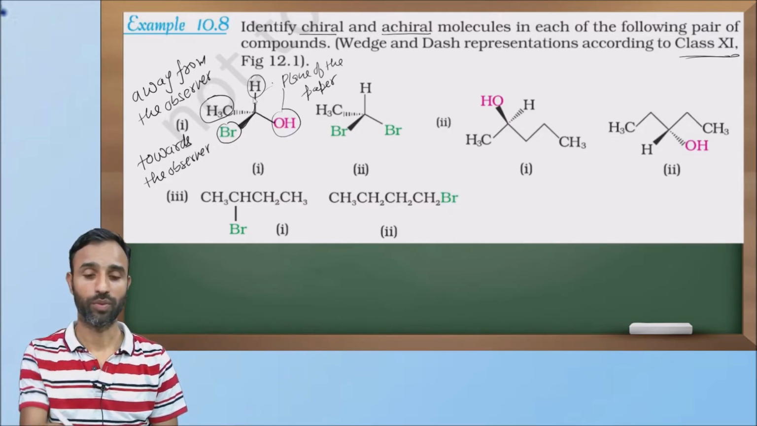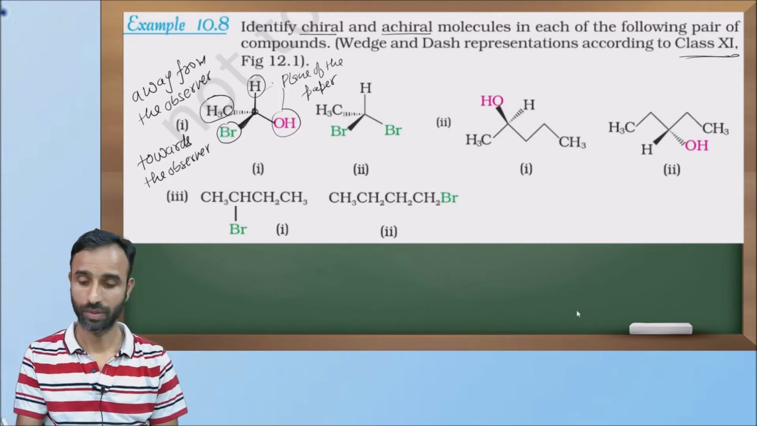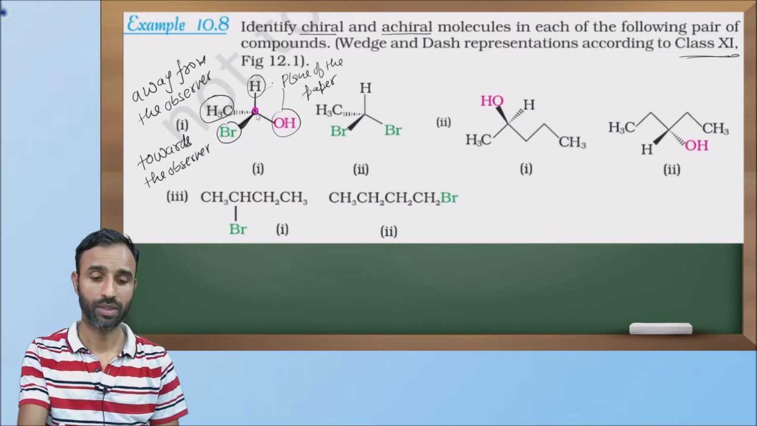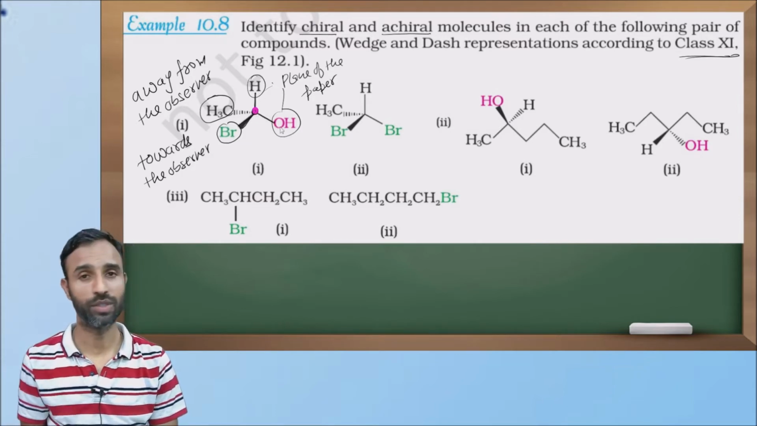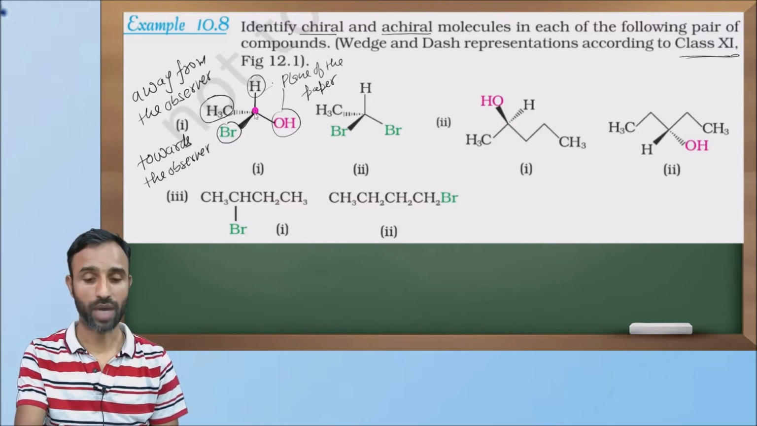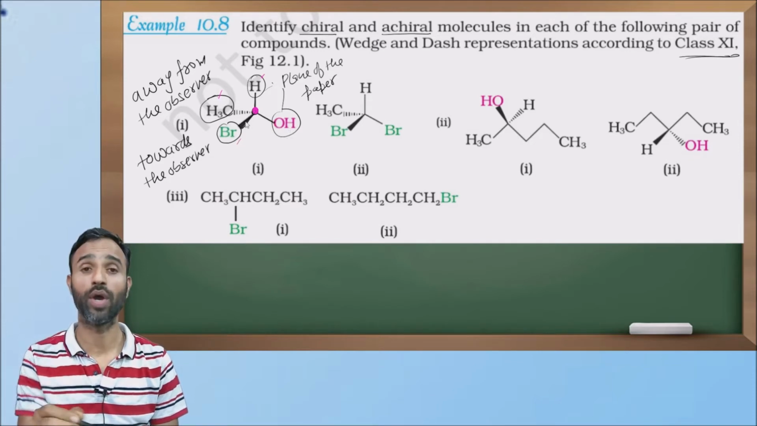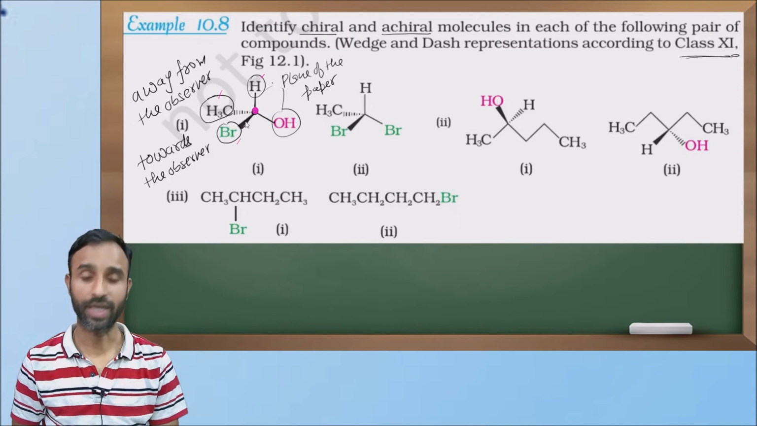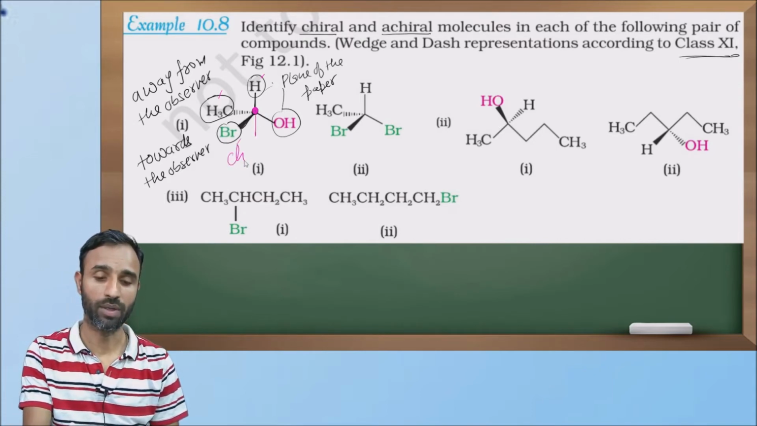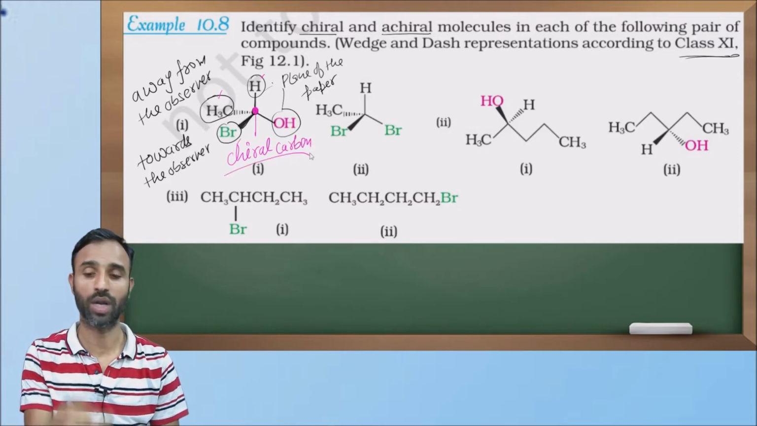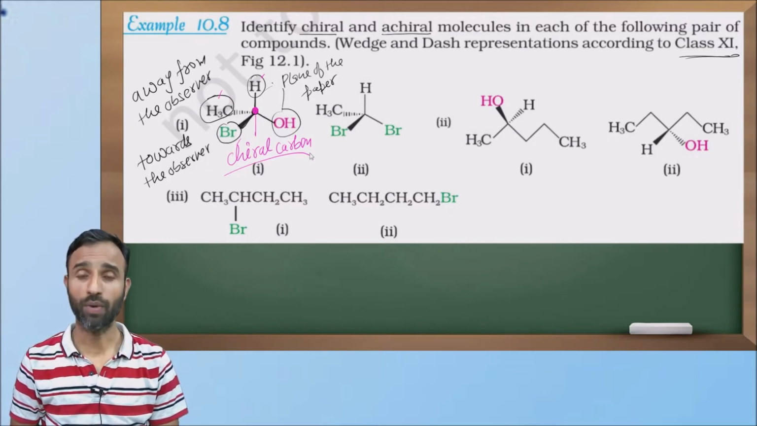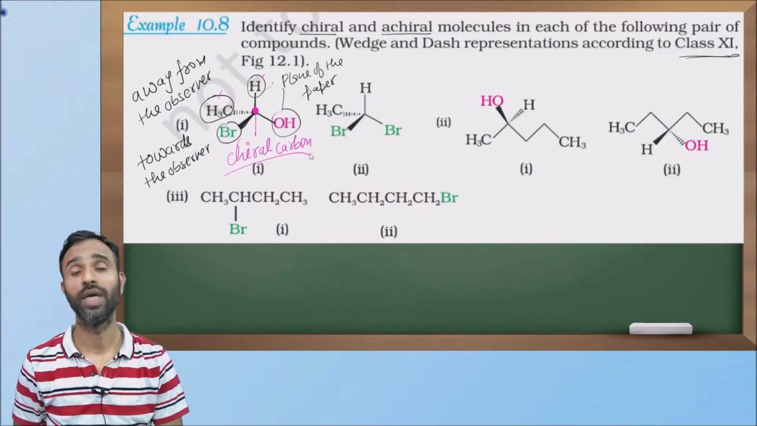Okay, now this carbon is attached to 4 different atoms or groups. See, this carbon is attached to hydrogen on one side, methyl, then bromine, then OH. All the 4 atoms or groups are different. That's why this carbon is called chiral carbon. So a carbon attached to 4 different atoms or groups is called chiral carbon. And if a molecule has a chiral carbon, that is called a chiral molecule.